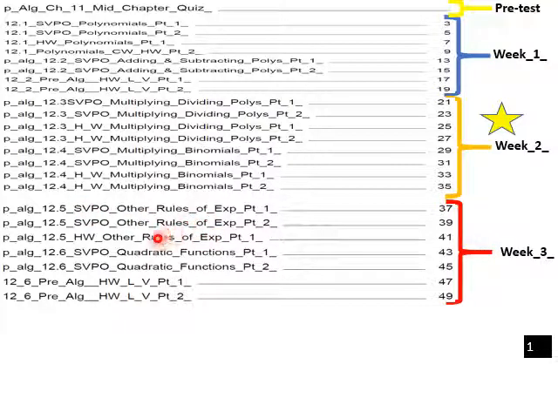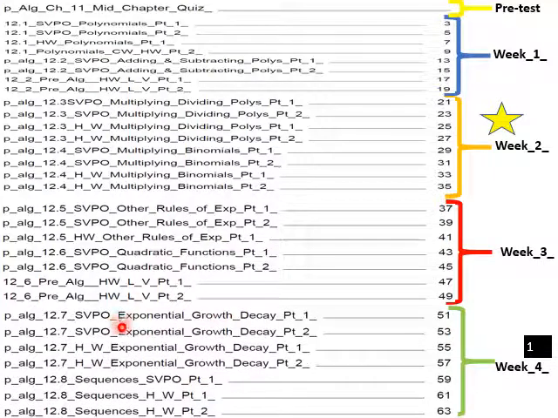During week 3, we get into rules of exponents. And then we get into quadratic functions as well, part 1, part 2. And there is homework, which the students will be responsible for. And then week 4, we get into exponential growth and decay. And we get into sequences down here. We have homework, part 1, part 2.